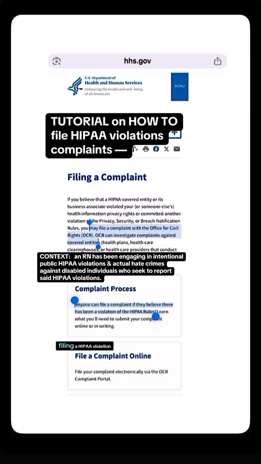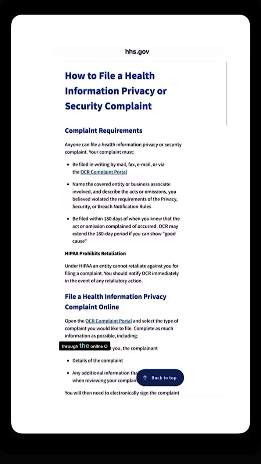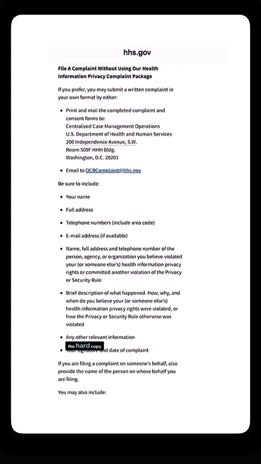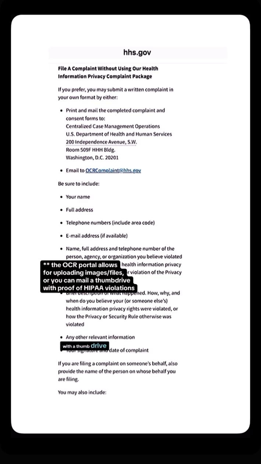For those interested in filing a HIPAA violation report complaint, you would do so under the Office of Civil Rights, which is managed by HHS. That website looks like this above, and there are two ways to file a HIPAA complaint with the Office of Civil Rights. The first way is through the online OCR portal, or you can download the hard copy, fill it out, mail, fax, or email it to them. If you're going to include digital evidence, I would mail it to them, certified mail with a thumb drive.